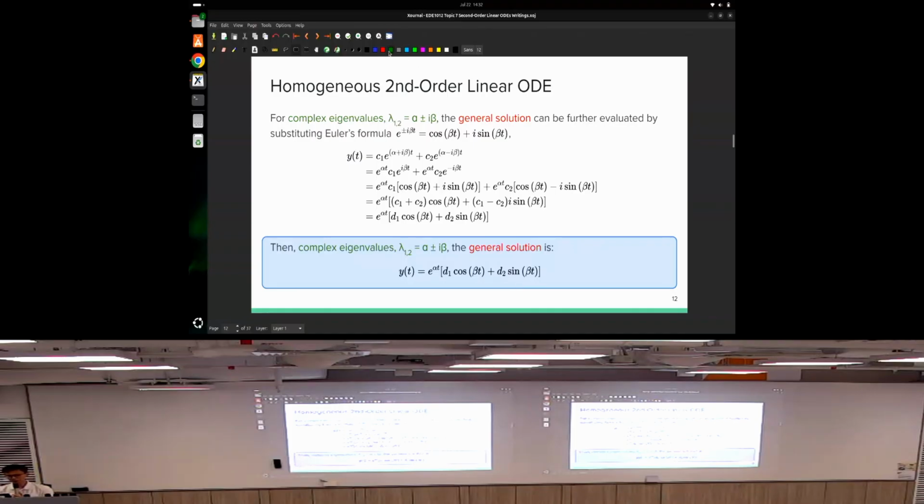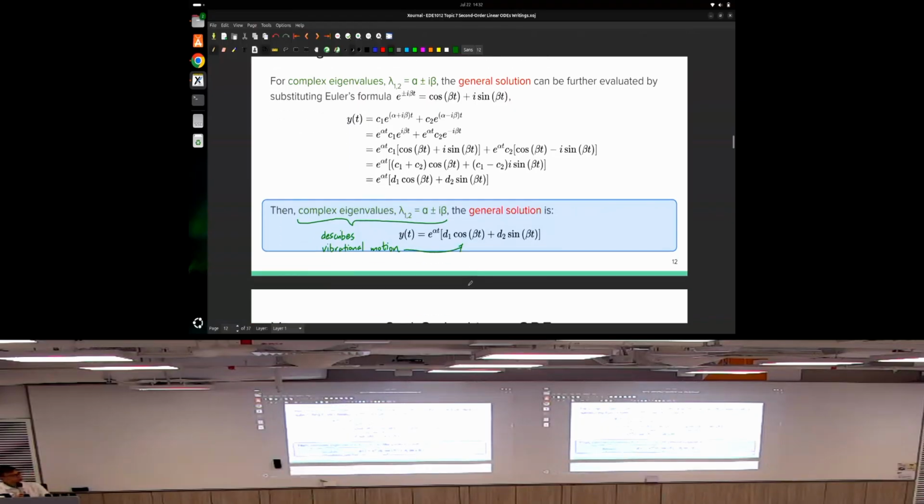Let me write this down. Complex eigenvalues is going to give you vibration. So this expression describes vibrational motion, because you see the sine and cosine terms inside the expression, and there's an exponential term. As you'll see later on, this alpha for a suspension system is going to be a negative real number. So there's a decay term, which makes sense because the vibration is going to decay with time because of your damper. Later on, we will see that.